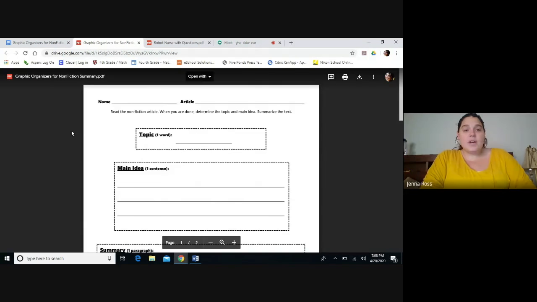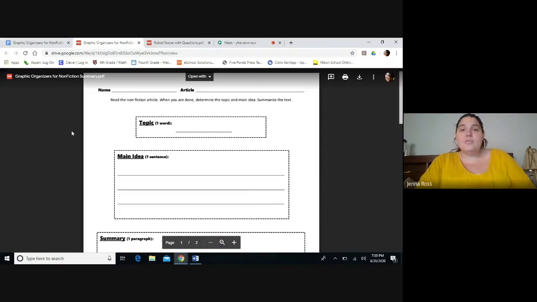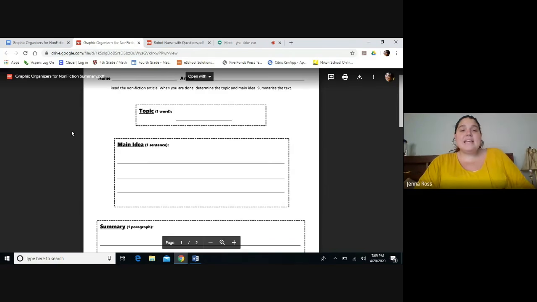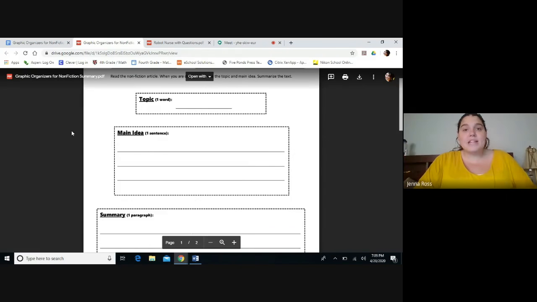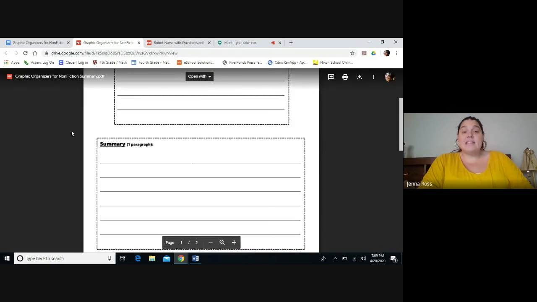So this graphic organizer should be linked, and you should be able to print it out and write on it. And this is a little bit different than a graphic organizer we used earlier in the week, but that's okay. It's a little different, but it still works. So this graphic organizer has you list what the topic is, what the main idea is, and then a summary.